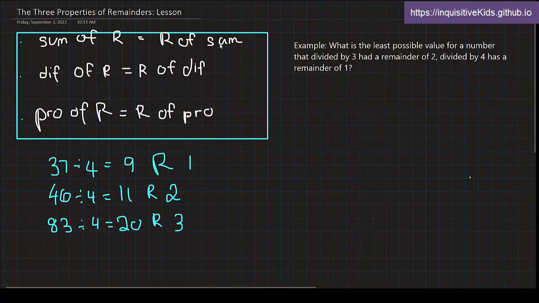Now let's move on to this example. What is the least possible value of a number that, divided by 3, has a remainder of 2, and divided by 4, has a remainder of 1? Of course, you could just go and find the number: you could first go through all the multiples of 3, see if added by 2, and just find numbers that fit these conditions.